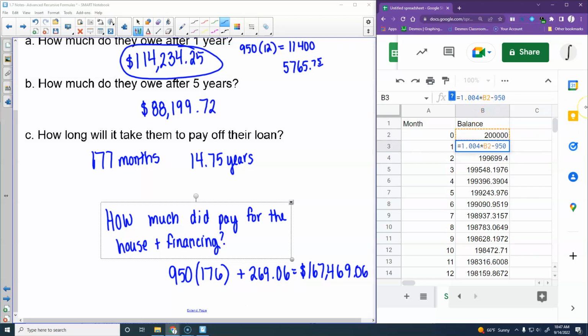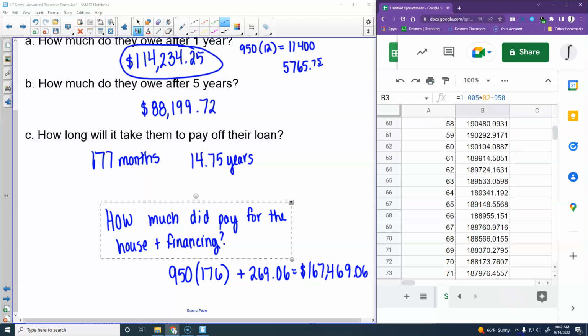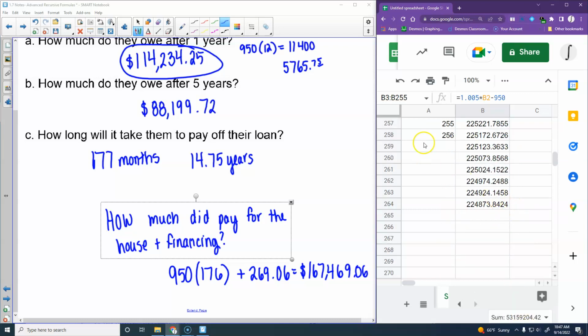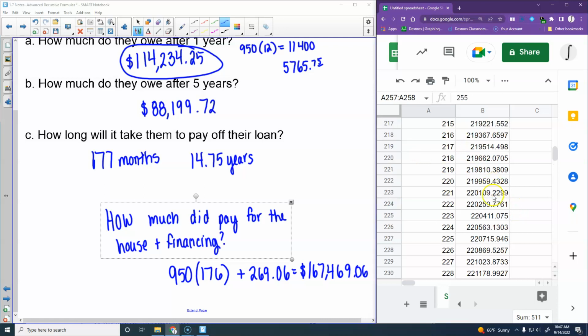And if we're doing 6% interest, if you do 0.06 divided by 12, you're going to get 0.005 right here. So we would change this to 0.005. And so if I change this and drag this down, oh no, I've run out of room.